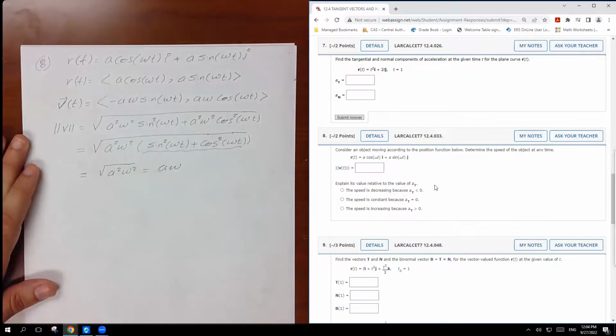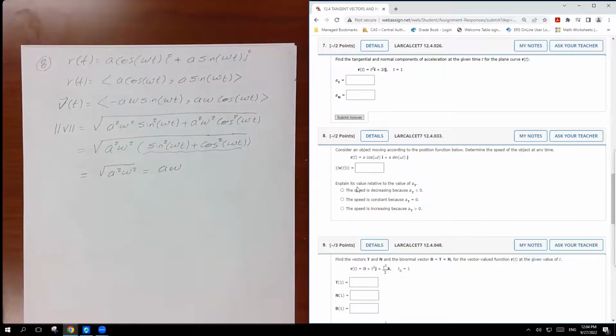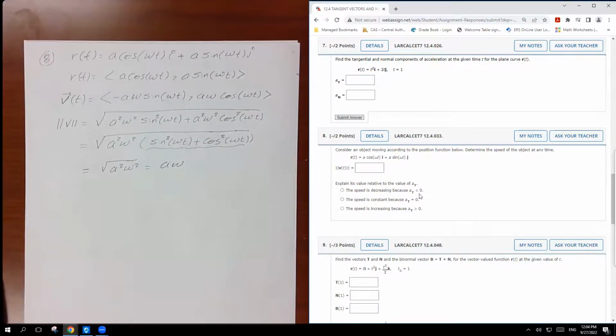So if you look at this one, that means the speed is constant, it's not decreasing or increasing. This is 1. So it's equal to a omega. Just going to say a omega.